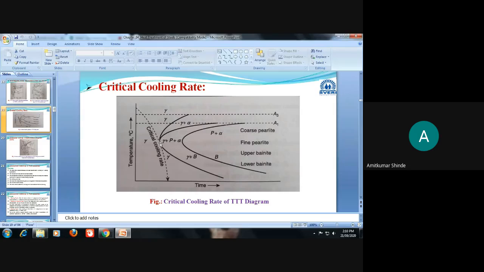And if the critical cooling rate is very low, it will move towards this side, meaning with slow cooling also you will be able to get the martensite phase. That's why in that case the hardenability of that steel will be very high, and such cases are there for high carbon steels, or high carbon alloy steels. Their critical cooling rate is very low, meaning with slow cooling also you will be able to transform austenite to martensite. Hence their hardenability is very high. So this is the factor, the critical cooling rate.